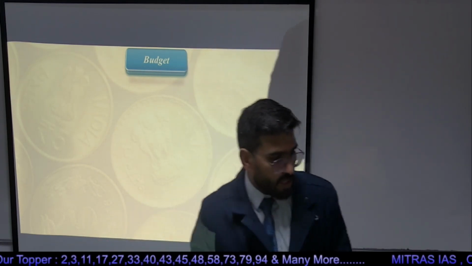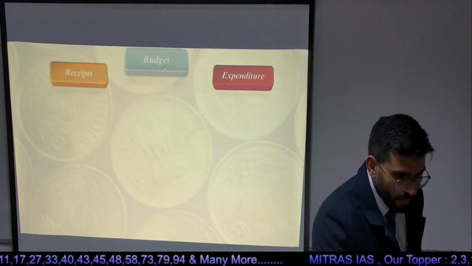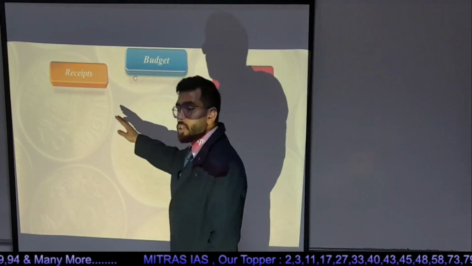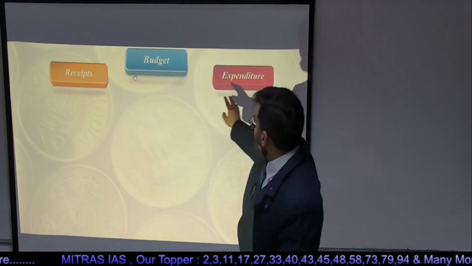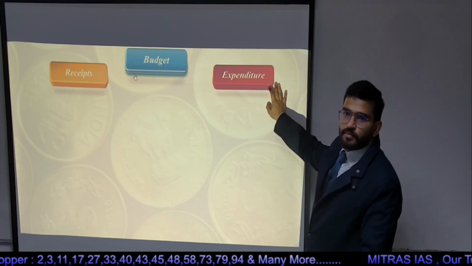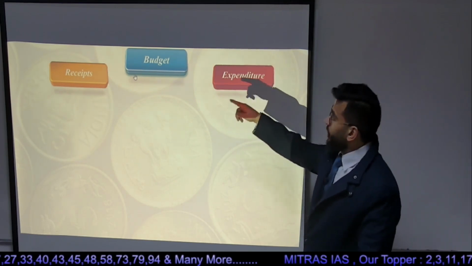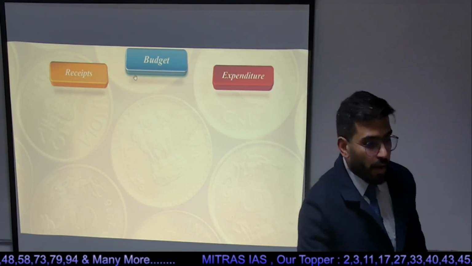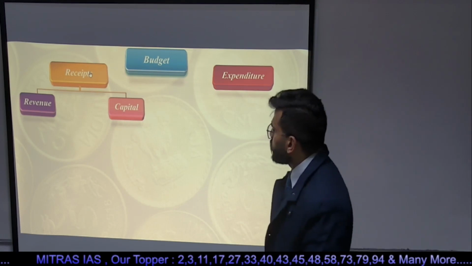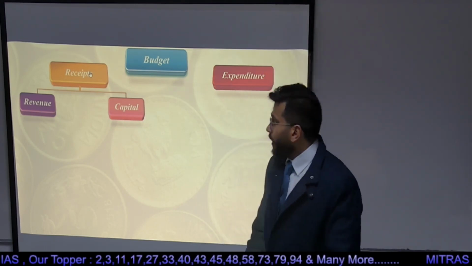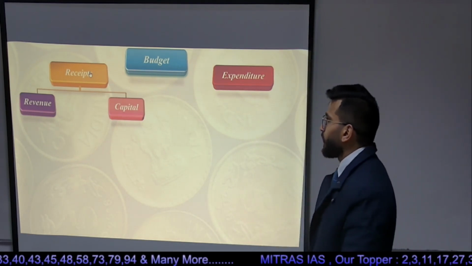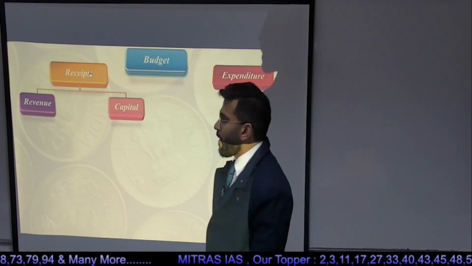So let's see the budget, and there are two sides of it. You have the receipt side, which is nothing but the income side, and you have the expenditure side. What was the expenditure side bill called? Appropriation bill, and the other was the finance bill. Now let's see the receipt side first. How does the government earn its money? It earns its money from two sources. One is called revenue receipts, the other is called capital receipts.